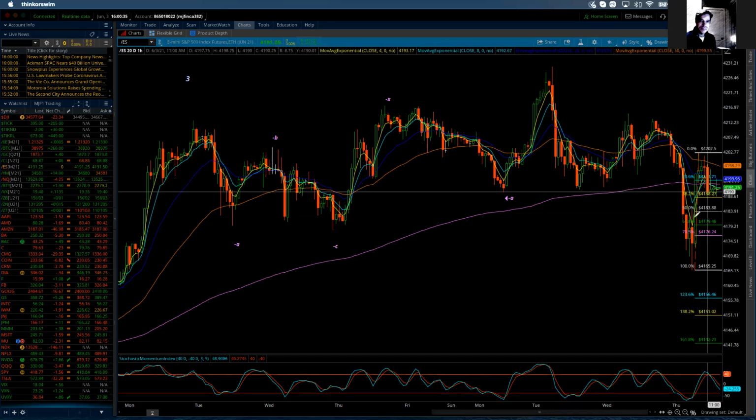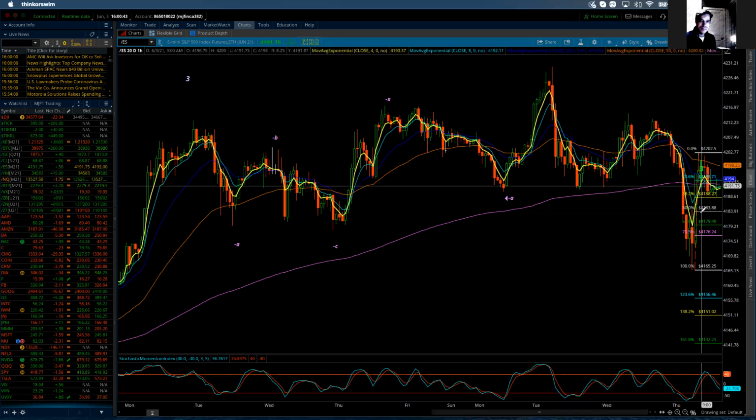So we have the zone here, and if the market wants to continue to pull back, I don't think it should drop below these levels. If it does, then it's turning into something different.